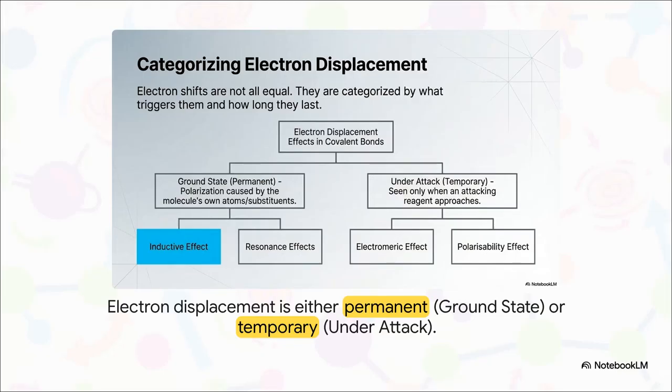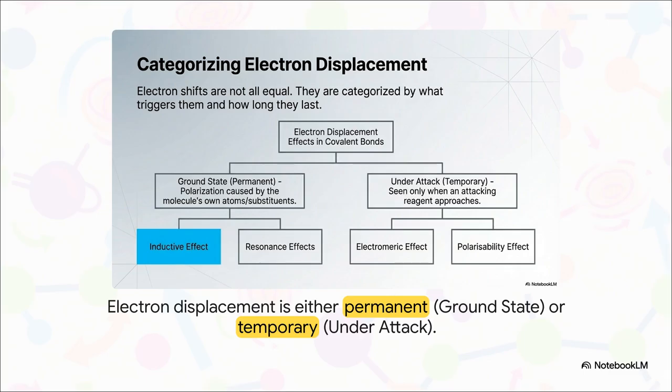Well, the answer comes down to something we call electron displacement effects. And as this little flowchart shows, these effects come in 2 main flavors. You've got temporary ones, which only kick in when a molecule is actually being attacked by another chemical. But even more important are the permanent, ground state effects. These are imbalances that are just built right into the molecule's structure from the get-go.